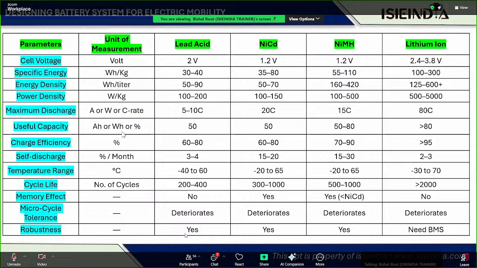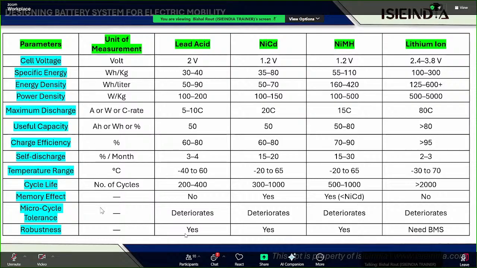If I tell you from the useful capacity point of view, again, lithium ion is far ahead of all the other chemistries. On charging efficiency, lithium ion is on top. On self-discharge, again, lithium ion is on top. Everywhere you will see lithium ion is the standout. On temperature range, lithium ion has a higher operating temperature range. On cycle life, lithium ion has more than 2000 cycles. And memory effect is not there in lithium ion, basically. And microcycle tolerance is not there for any of the cells.